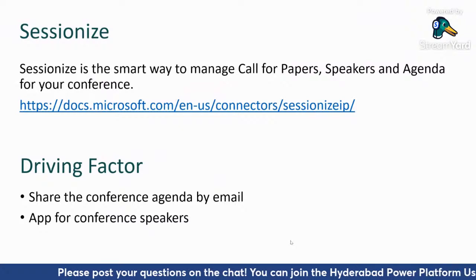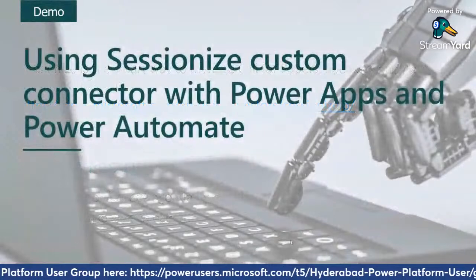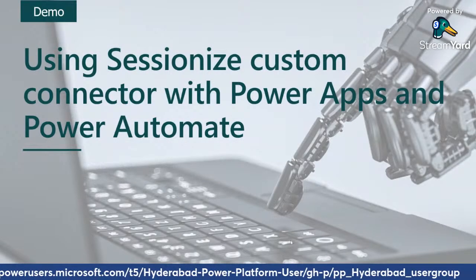you will be able to find this custom connector whenever you are creating your own apps or flows, and then you will be able to use that. Similarly, there is another use case through which we'll be able to use it with Power Automate, just to send the agenda like we had sent the invoices.